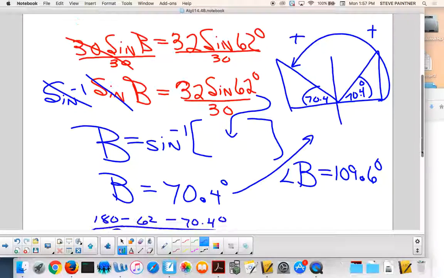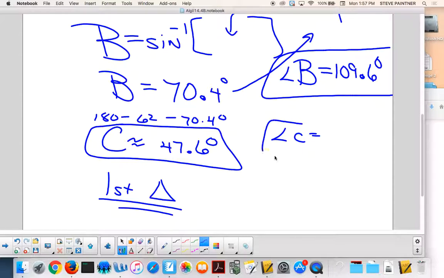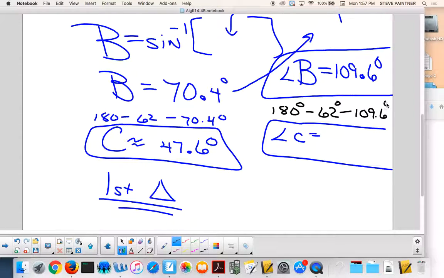Okay, so this would be the second triangle, and we're assuming that there is an angle C. The triangle has 180 degrees in it, minus the given 62, minus the new angle B, 109.6. That gives 8.4. Does it come out 8.4? Agreed. You actually got an answer? Yep.